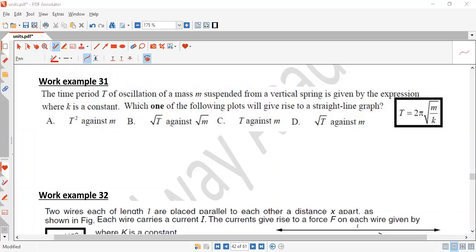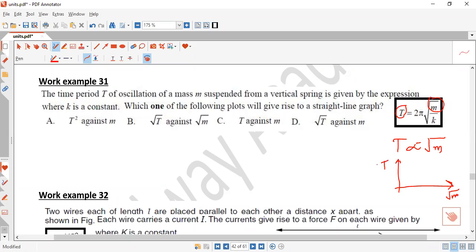So, yes, students, 80% of the class is right. And I'm explaining it for you. The formula is T equals 2 pi under root m by k. So, T is directly proportional to under root m, not m. So if T is directly proportional to under root m, it means if we draw the graph between T and square root m, then it will be a straight line passing through origin.